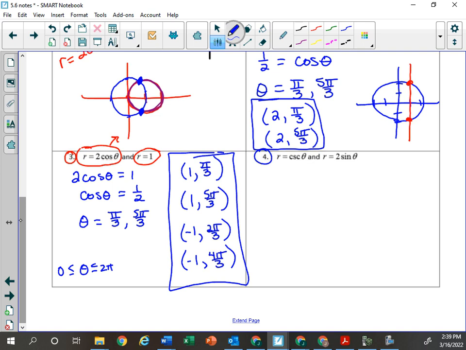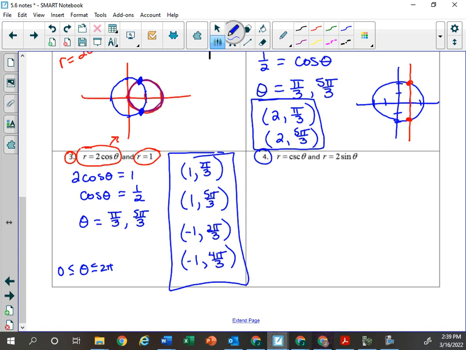Because if I plug in pi over 4 here, oh, okay. So you have to do that with each individual one? Yeah. I can just do it in my head, think it through, but yeah. Okay. We're there.